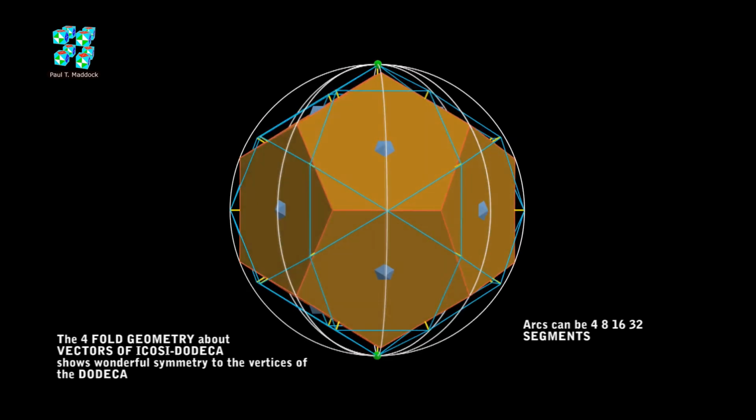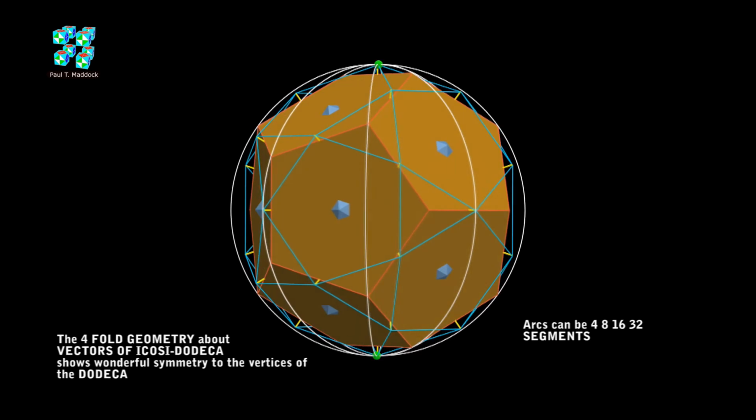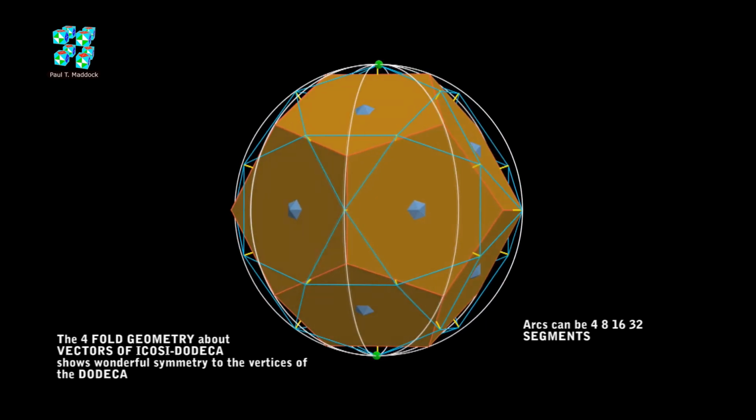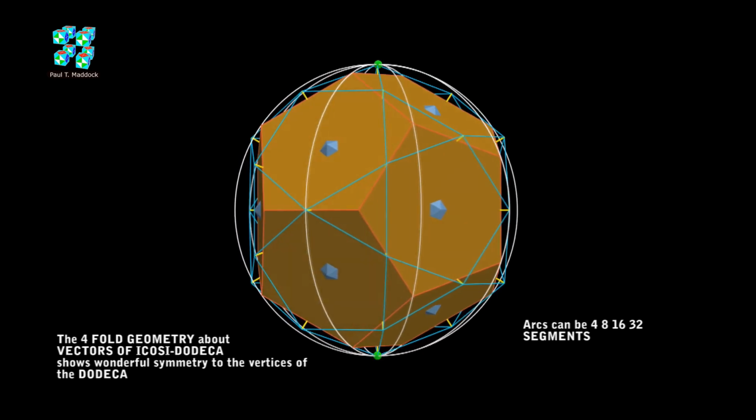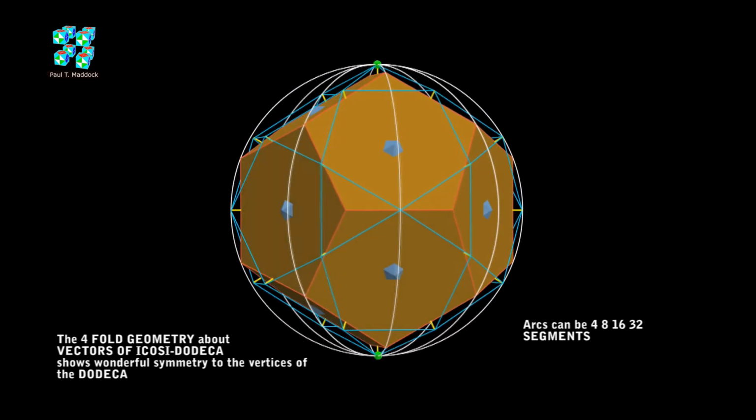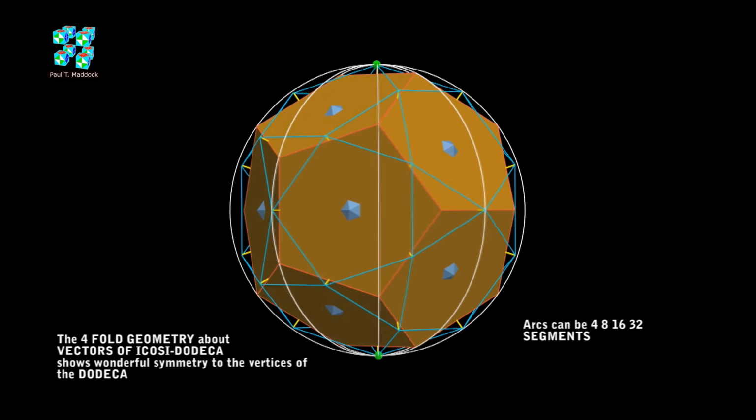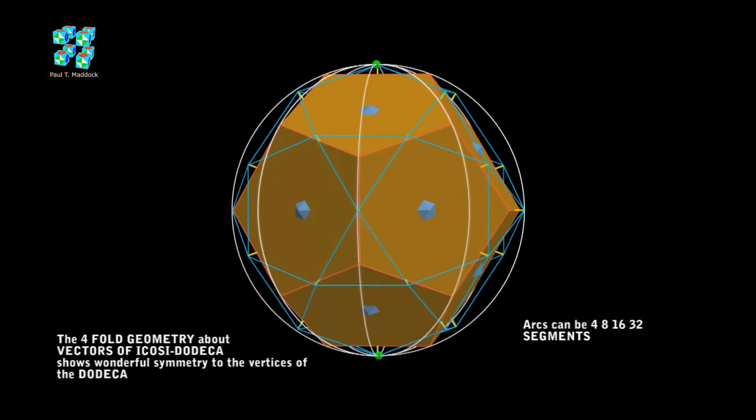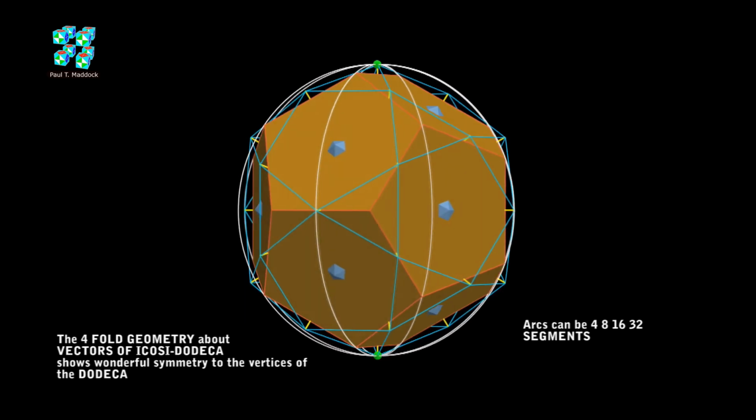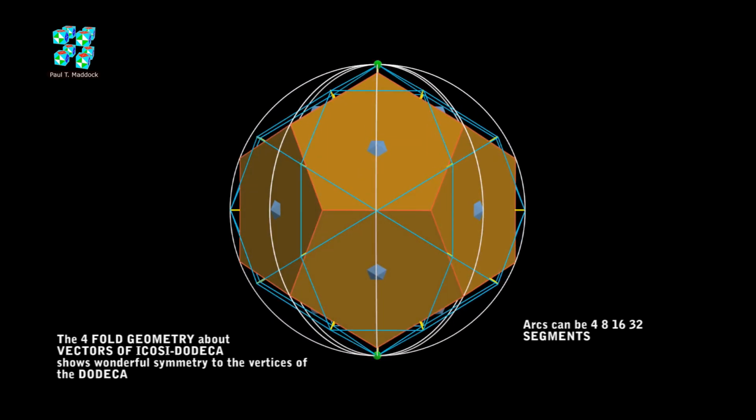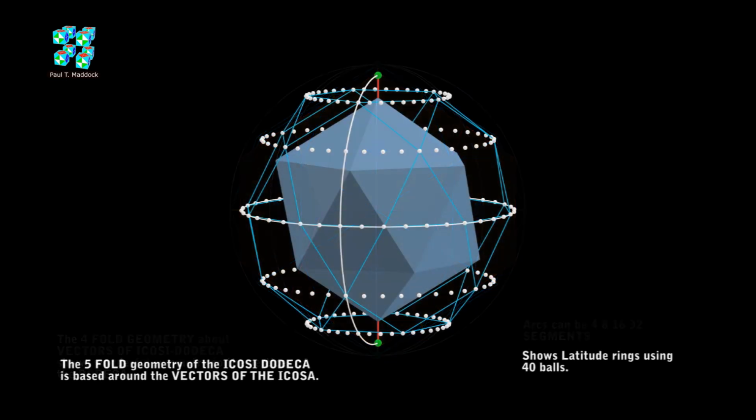And now we'll give this assembly a little spin around, and you can see how the geometry goes. Now you can see the 8 arc segments aligning perfectly to the vertices and midpoint geometry of the dodeca. Isn't that something? Now this wonderful symmetry is shown in 3D reality. It's not a theory. Okay, now I'm going to take you to the 5-fold geometry.